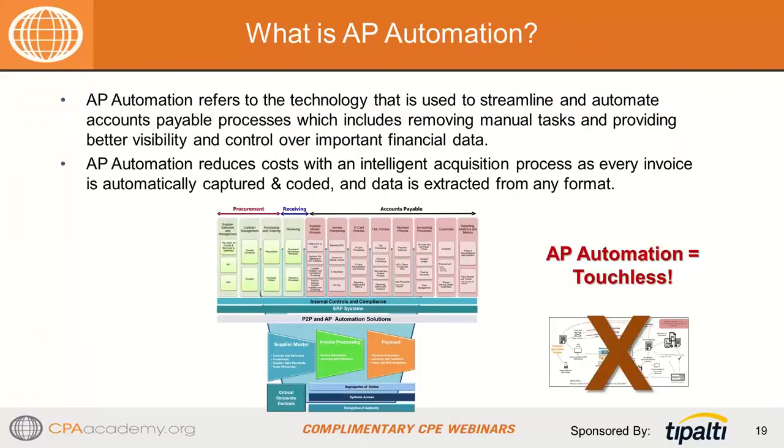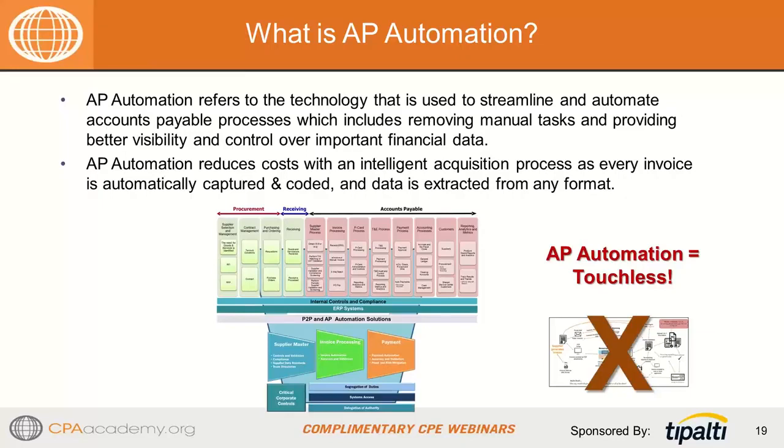All right, we talked about defining AP automation and how some organizations and some professionals, some accountants don't really have a consistent definition of what AP automation is all about. It's really the technology that is used to streamline and automate AP processes, which includes removing manual tasks and providing better visibility and control over important financial data, again, in a timely manner.